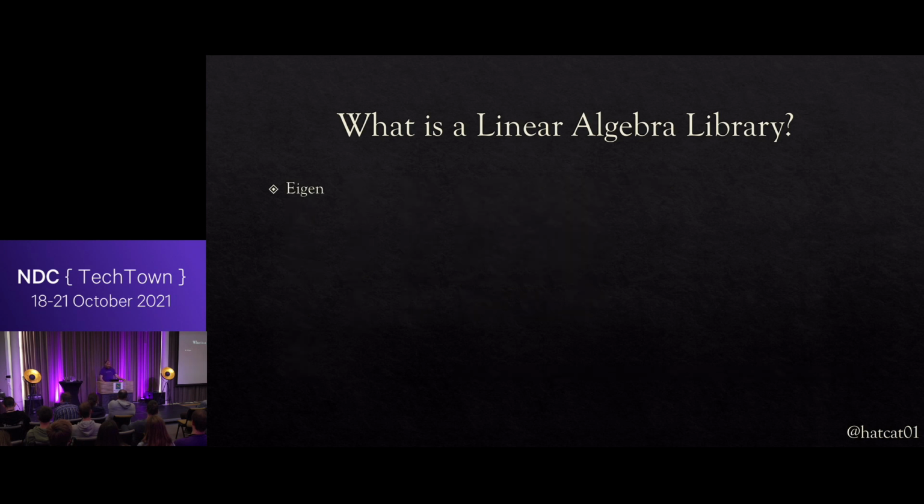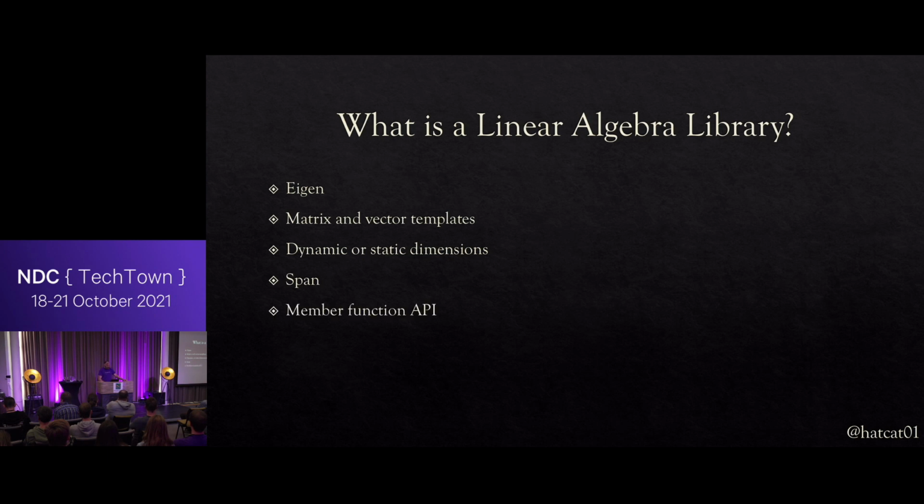Next we have Eigen. So this is a C++ library with matrix and vector templates. Dimensions can be declared statically or calculated at runtime. There's a span object for viewing unowned data. And the API consists of member functions.